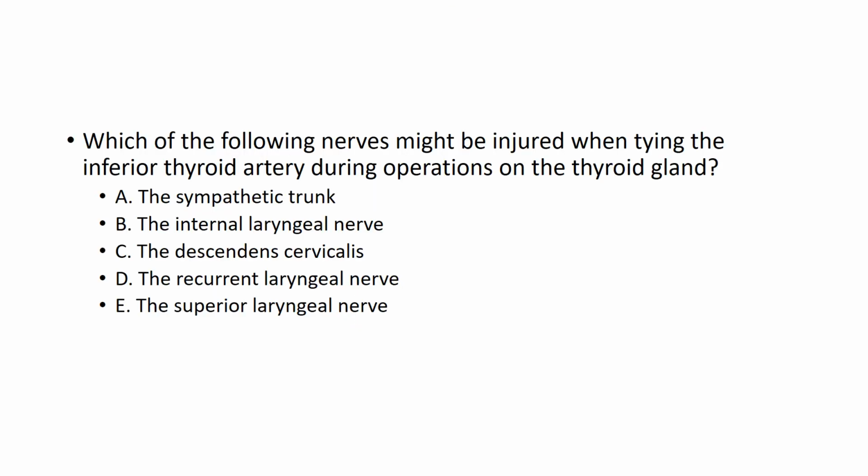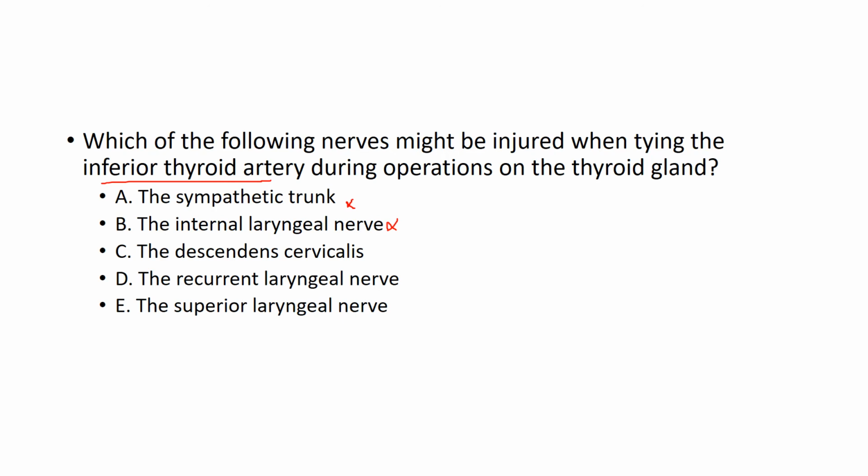Now let's solve another MCQ. Which of the following nerves might be injured while tying the inferior thyroid artery during operations on the thyroid gland? So the inferior thyroid artery: which nerve is passing close to the inferior thyroid artery? Sympathetic trunk? No. The internal laryngeal nerve?